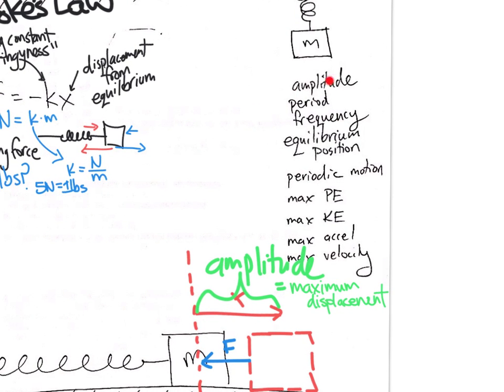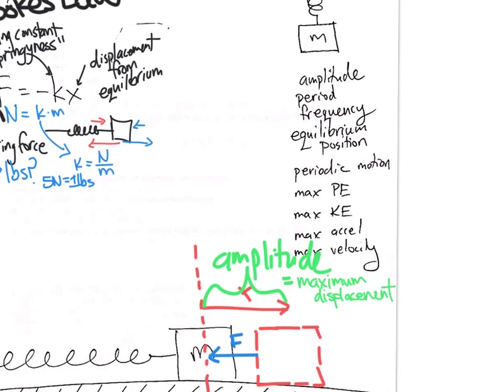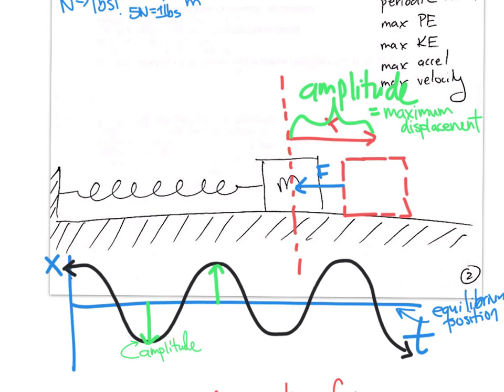We talked about the amplitude, we talked about the period of oscillation, frequency, equilibrium position. Periodic motion is just something that repeats itself, which is these systems that we'll be studying. So when this thing is moving, let's talk about how it's moving. We're considering the system, this thing's moving back and forth and back and forth and back and forth. So it looks like this.